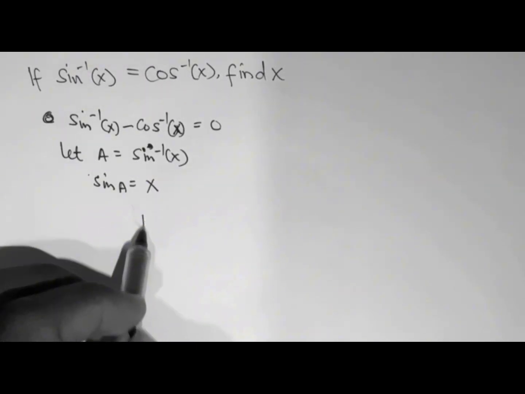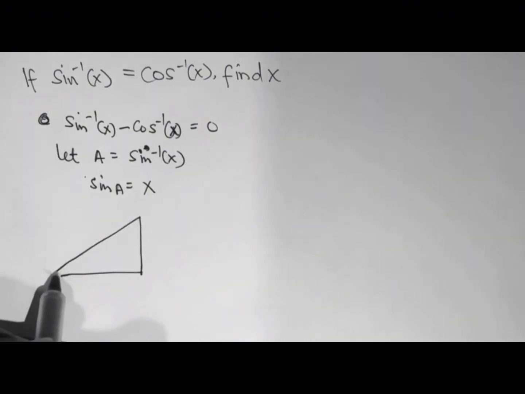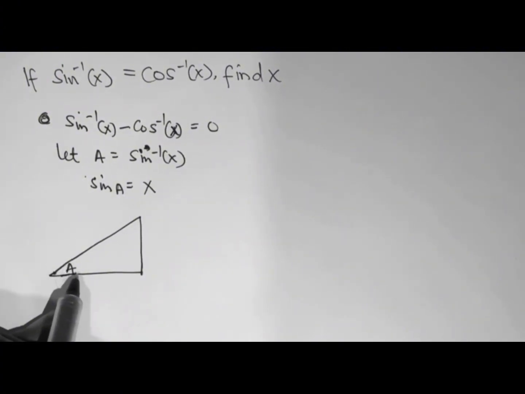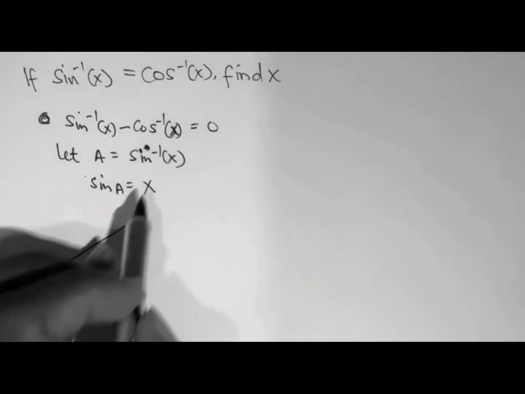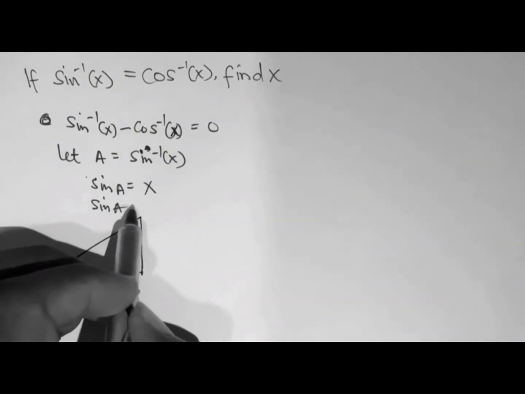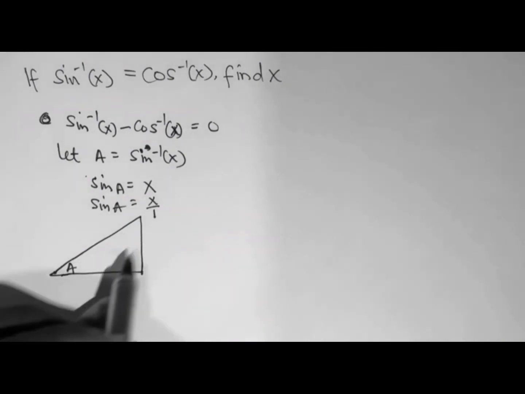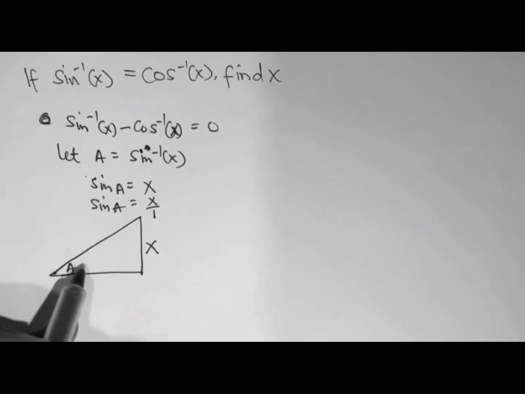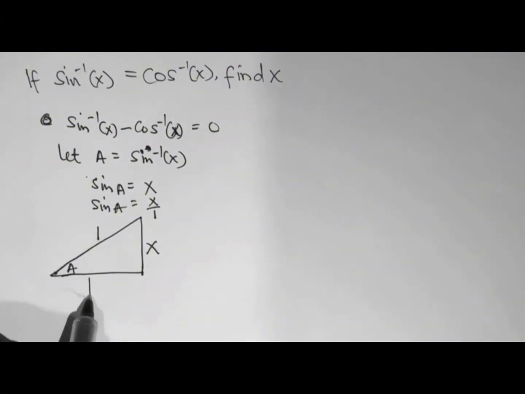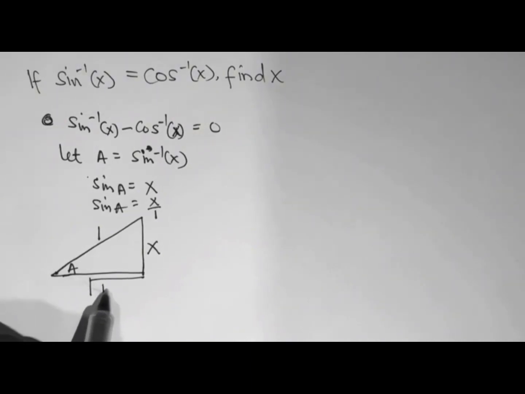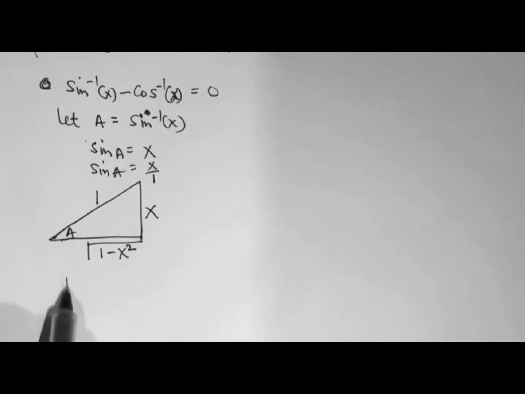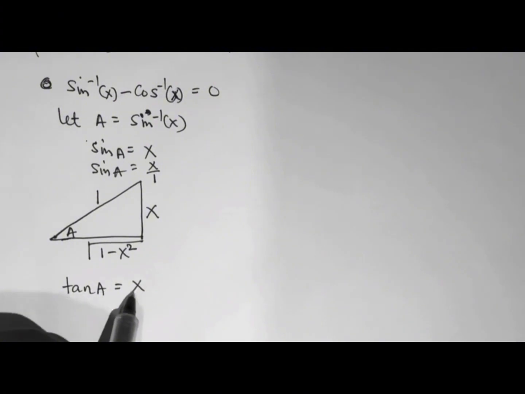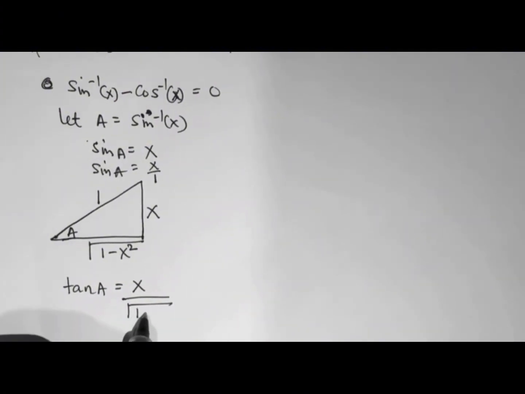So let's draw a right angle triangle. This is a, and sine is opposite over hypotenuse. So sine a can be written as x divided by 1. So the opposite in this case is x, and the hypotenuse is 1. So this side becomes square root of 1 minus x squared. So let's find tan a. Tan a is opposite over adjacent, which becomes x divided by square root of 1 minus x squared.